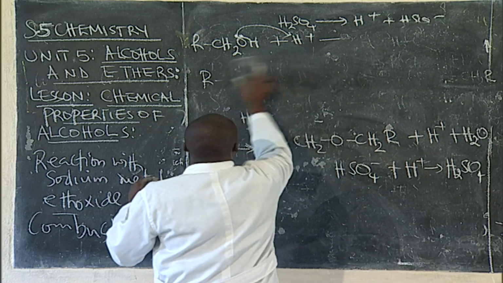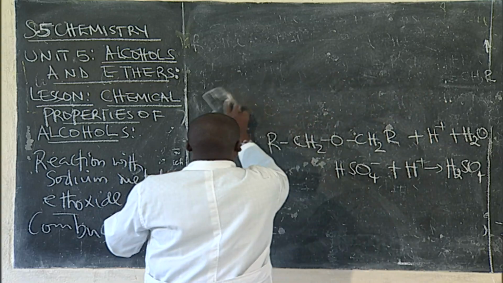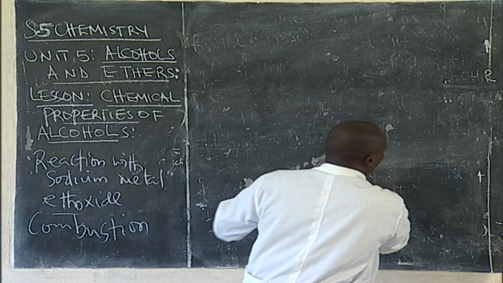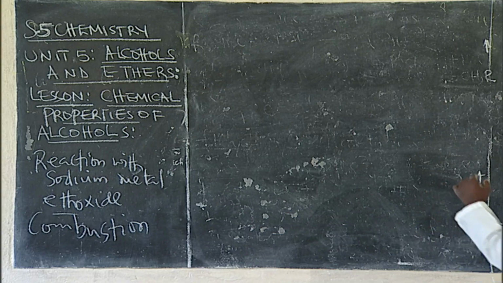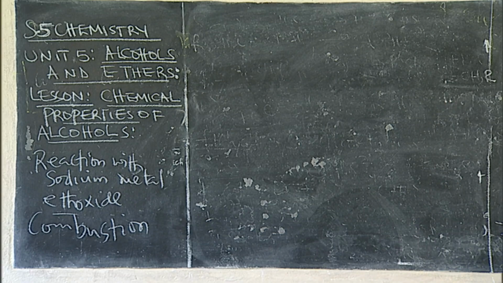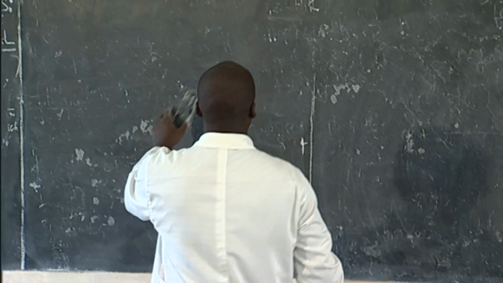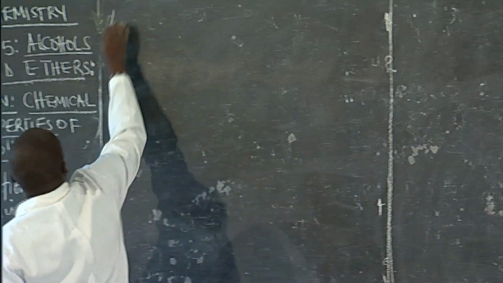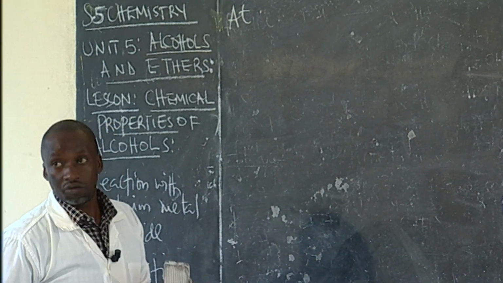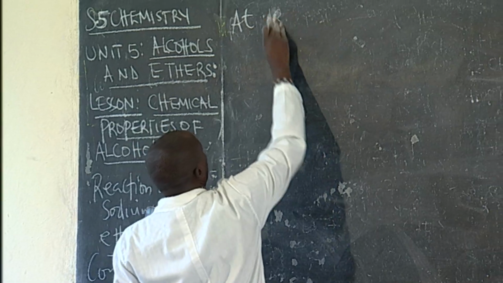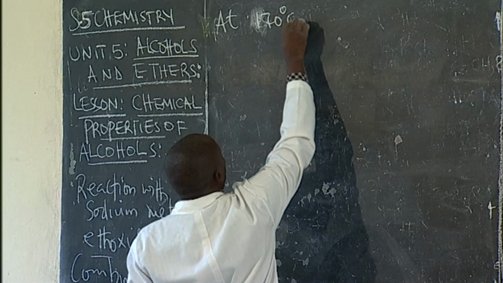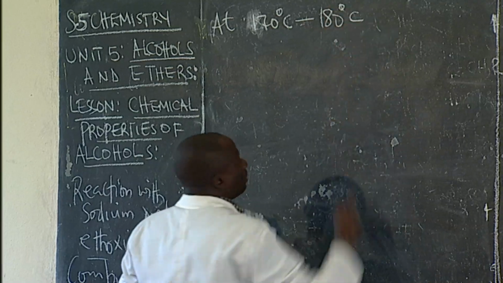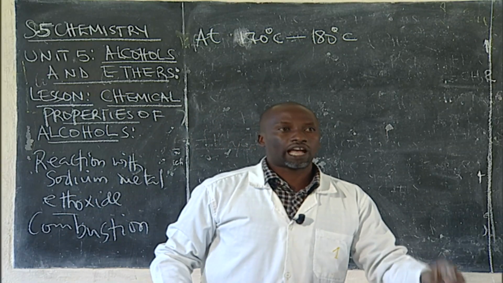So let us look at another type of reaction, which is the third reaction under reaction with the concentrated sulfuric acid. We said 140 degrees Celsius. We also need to look at the reaction of the same concentrated sulfuric acid at 170 to 180 degrees Celsius. So this gives another reaction.